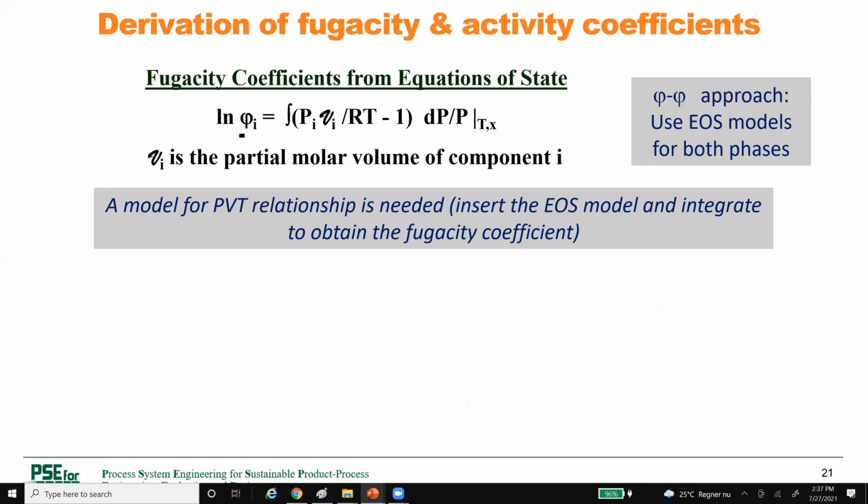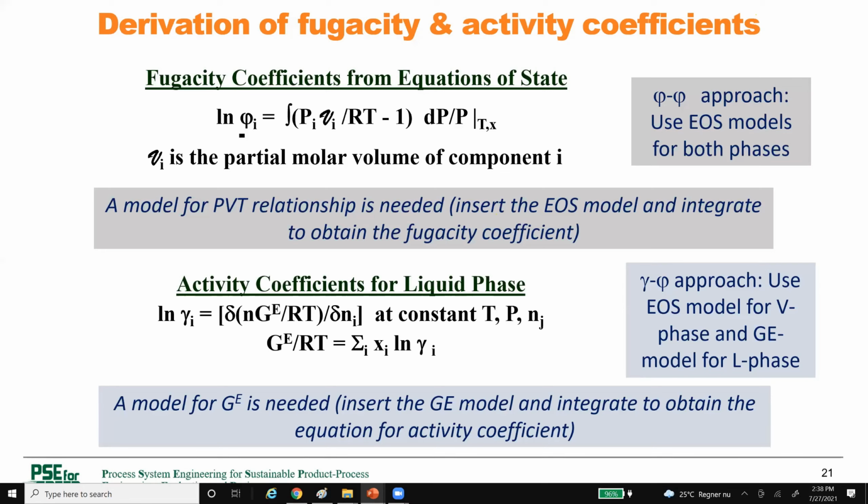But if we want to use the gamma-phi approach, we also need the fugacity coefficient and the activity coefficient. So we also need the derivative of the Gibbs energy with respect to the mole numbers at constant T, P, and N. And that gives us the relationship of the Gibbs energy with respect to activity coefficient. So we need to do this before we can do the check for the phase equilibrium, because for phase equilibrium, we need fugacity coefficients and activity coefficients.